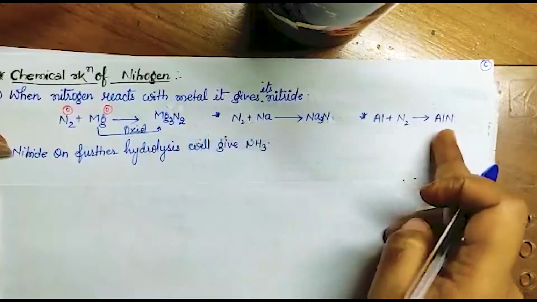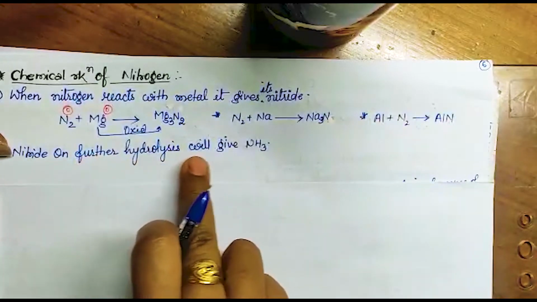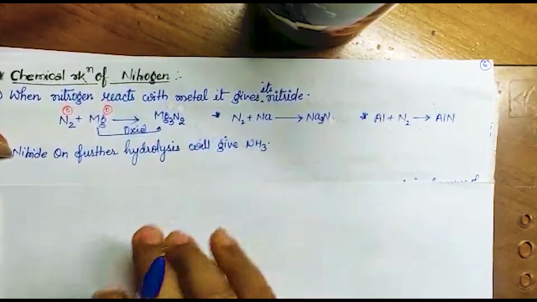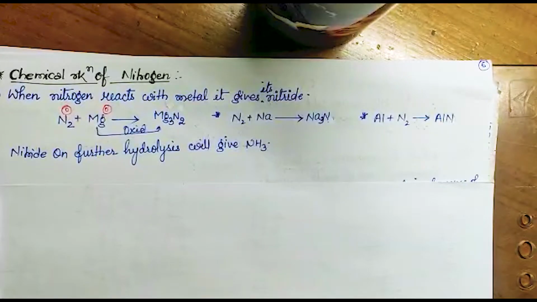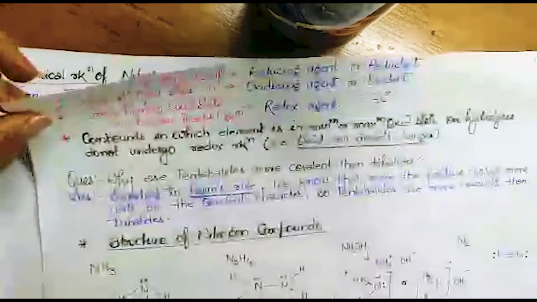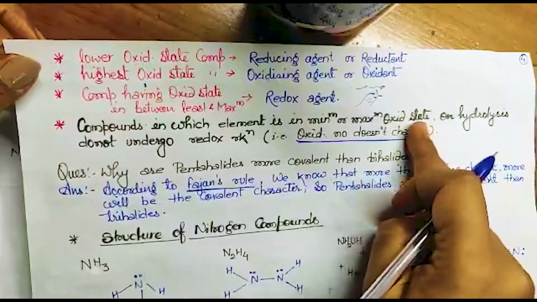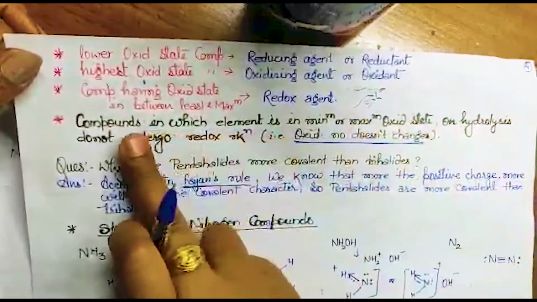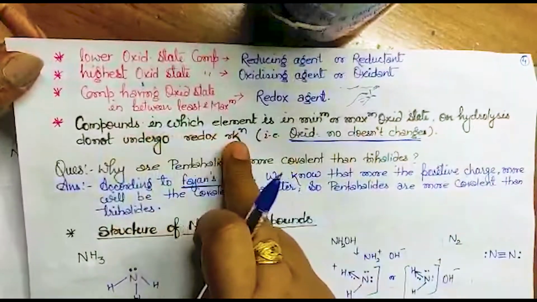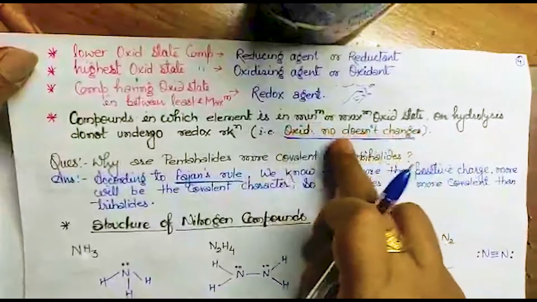Now, all these nitrides which are formed, on further hydrolysis will give ammonia. Why will it give? Yesterday only we did a topic, we did that concept, that a compound in which an element is in its minimum or maximum oxidation state, on hydrolysis does not undergo a redox reaction. That means the oxidation number won't change, isn't it?